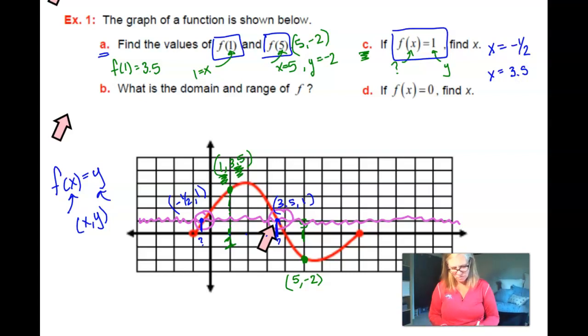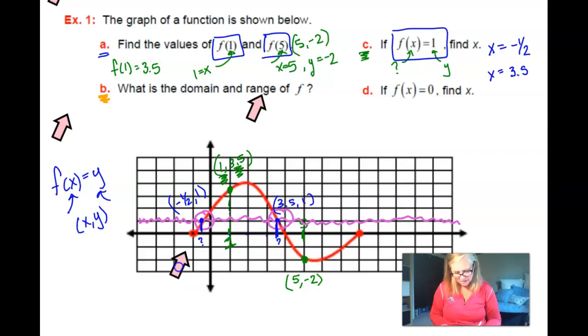Now let's go to question B here. It asks us, what is the domain? The domain is the x values. It also asks us the range. What are the y values? So in this problem, we are looking at the x numbers, and the x numbers go from the left all the way horizontally to the right.